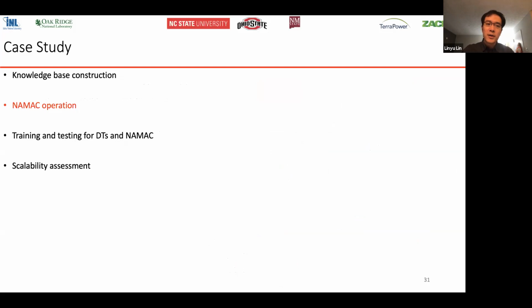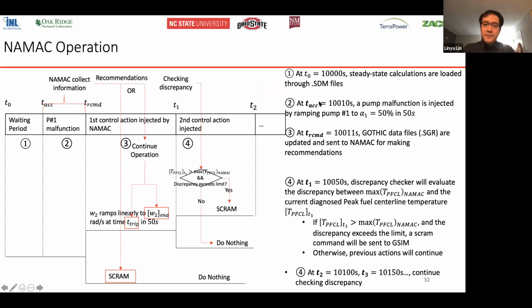Then we will talk about how we make a NAMAC that is able to convert the raw signal into reasonable recommendations. This picture shows how NAMAC is operating with the plant simulator. At time T0, we have a steady state calculation that is loaded by the SDM file. The SDM file is the Gaussian file that stores the steady state calculation and is used to continue the simulation. Then at the accident time, T accident, we start to inject our pump malfunction by ramping down the pump to 50% in 50 seconds.